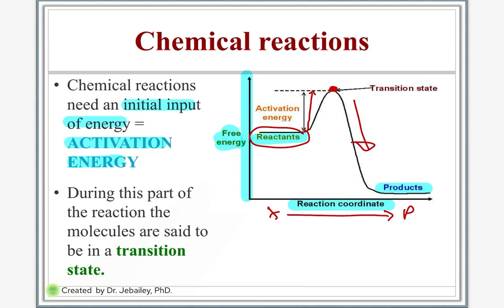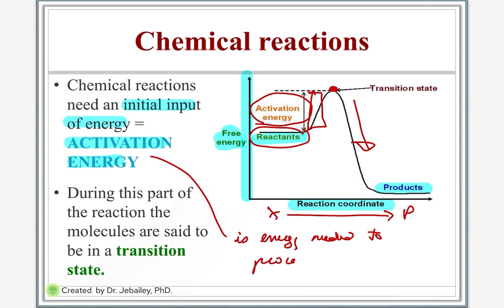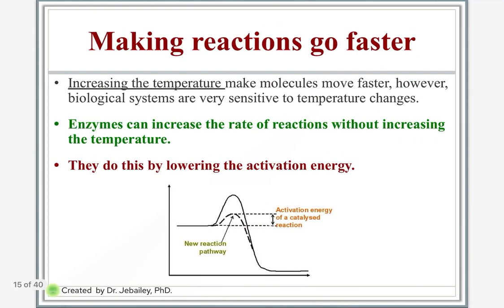Now, this energy right here that I just outlined, this energy that needs to happen, is called the activation energy. So once again, activation energy is the energy needed to proceed with the reaction. If the molecules don't reach that energy, no reaction will happen. And when I say transition state, that is when you're going from a reactant to become a product. So what happens if you add an enzyme in this case?